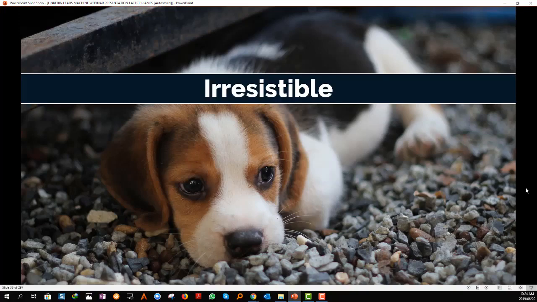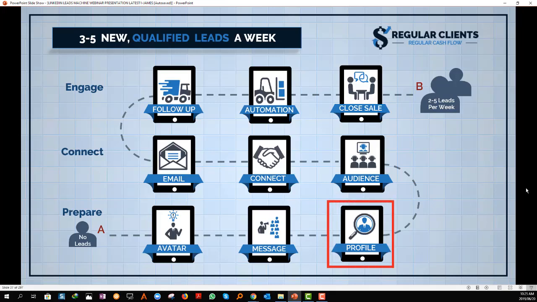Can I have an R, please? Okay, here we go. All right, now that we got that silliness out of the way, let's look at the profile.